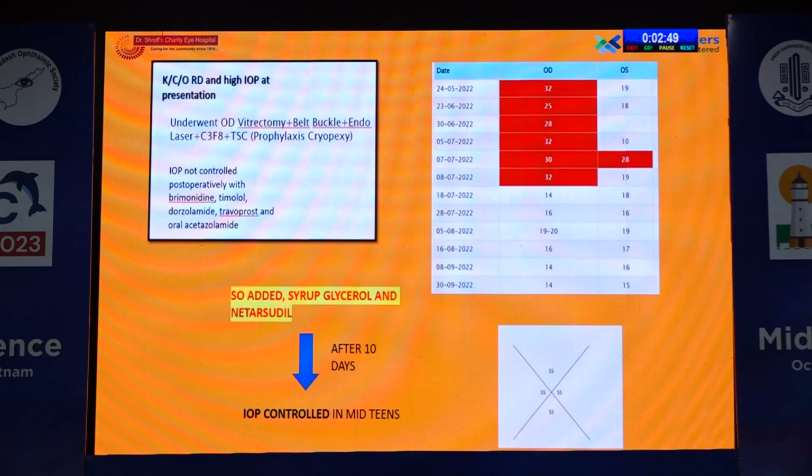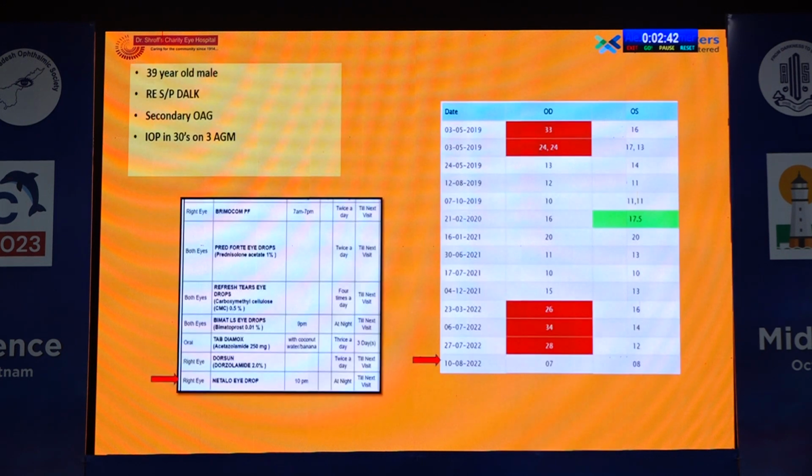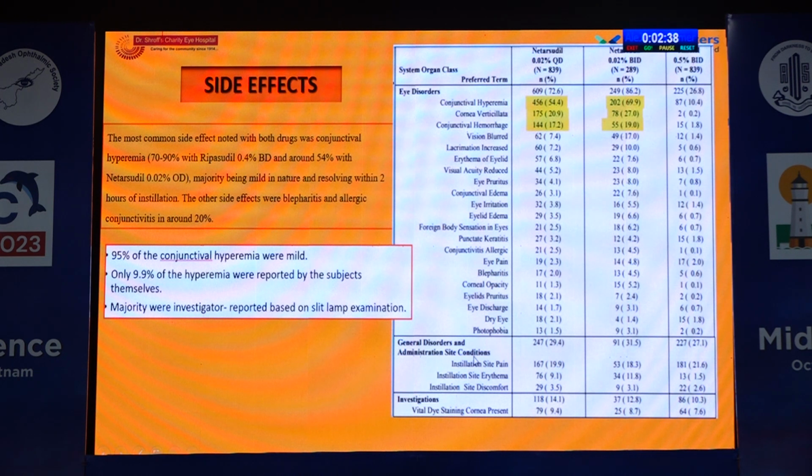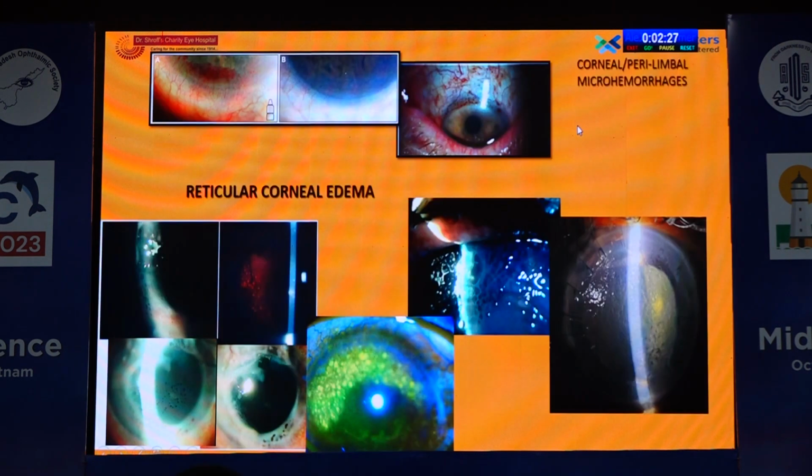Similar other patients, out of which at least 1 or 2 patients did eventually need a surgery, but in a lot of them it has been controlled with Netarsudil in secondary open-angle glaucomas. So coming to the side effects, this was the efficacy which we found. Now conjunctival hyperemia has been very well reported. Other than that, in the ROCKET trials, cornea verticillata was reported in around 20% of the patients. Corneal or perilimbal microhemorrhages were reported.